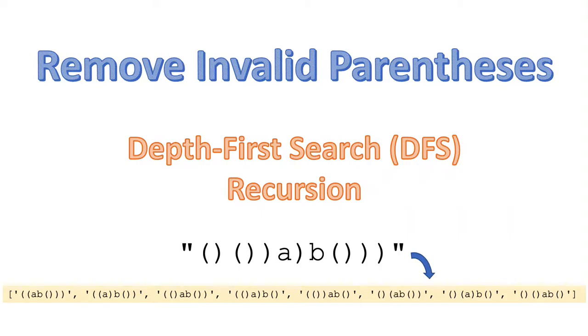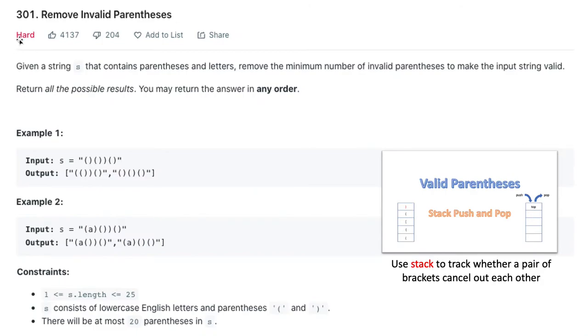Hello everyone and welcome. Today I would like to talk about remove invalid parentheses. I'll be using depth first search and recursion. And here's an example. This question is considered a hard question. It provides you a string S that contains parentheses and letters. It asks you to remove the minimum number of invalid parentheses to make the input string valid.